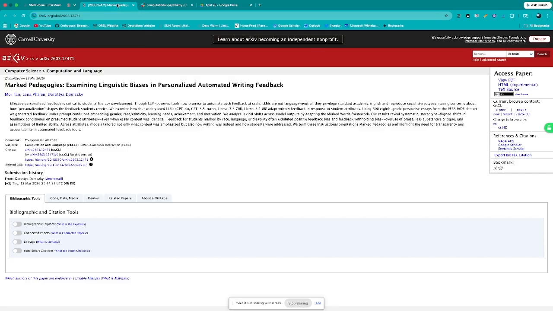So this is the paper that Morgan posted in the chat. This is Marked Pedagogies: Examining Linguistic Biases in Personalized Automated Writing Feedback. Of course, being able to give feedback is good, and if you have very large courses or a lot of writing, it's nice to have personalized feedback, especially when students are in the process of writing, helping people improve before they turn something in.